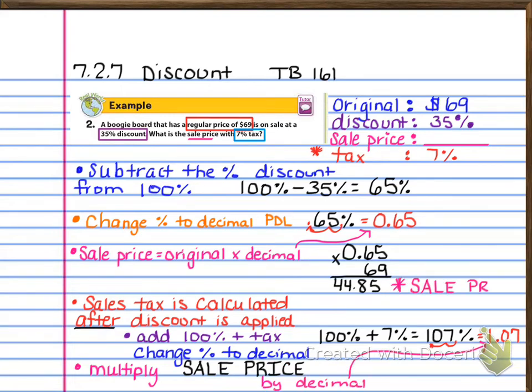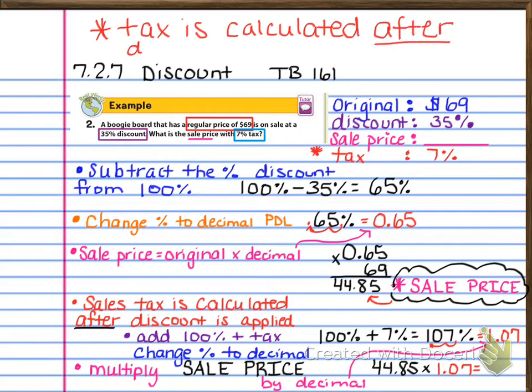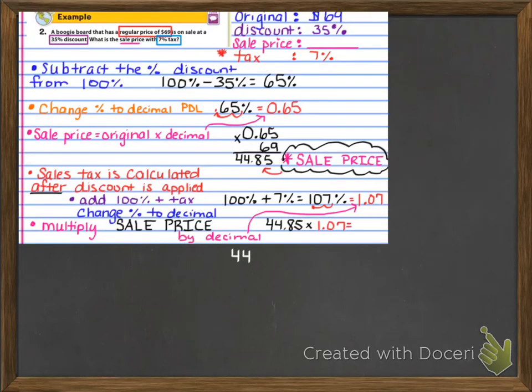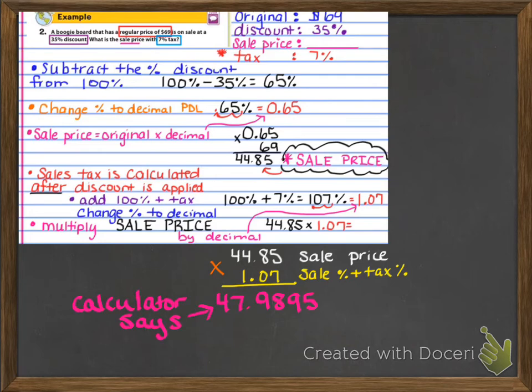Now I did go on to another page after this, just to make sure I had enough room. So now I've got $44.85 times 1.07, because that was 100% of the sale price plus 7% tax. So now on the next page, don't copy all this stuff that you see on top. Everything that's on the lined paper you should already have, because it was just a screenshot from the prior screen. So now we've got $44.85 times 1.07, and then we're going to get the answer of 47.9895. So this is where I got that answer from when it looked a little funky.